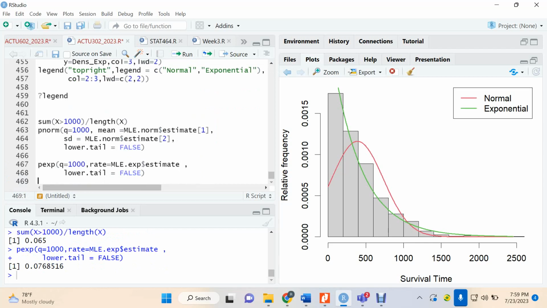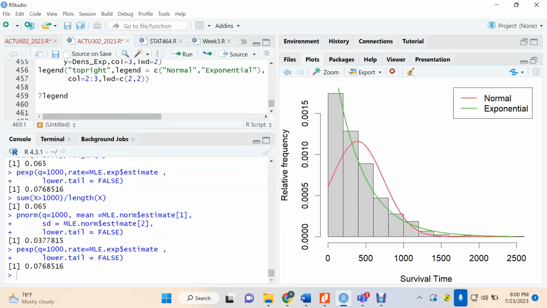Right. Now I do this. The value from the data is 0.067. When we use the normal distribution, we got 0.035. When we use the exponential distribution, we got 0.07. Which one is closer to 0.065?